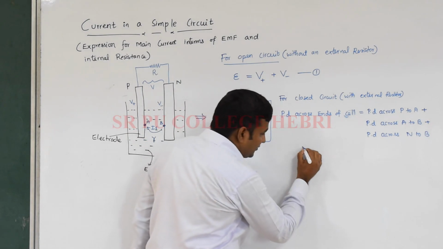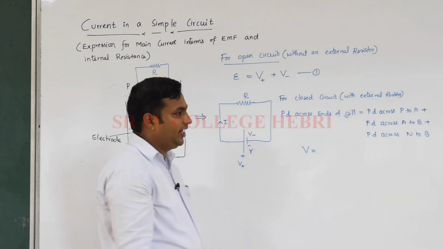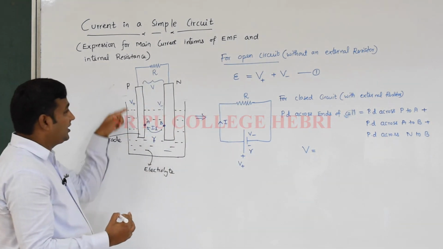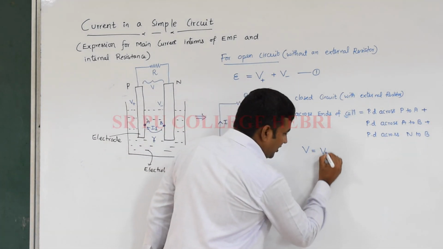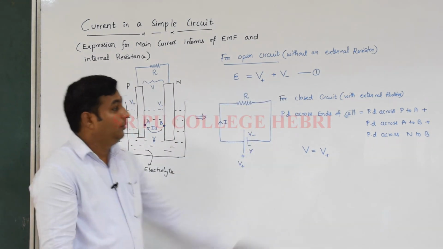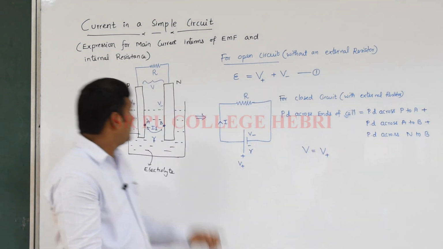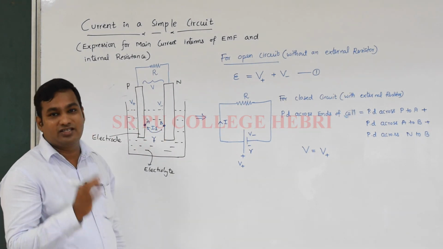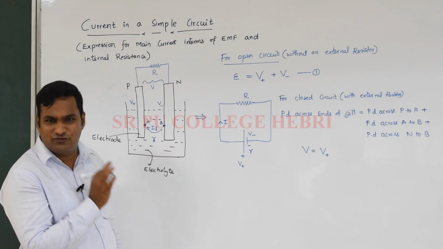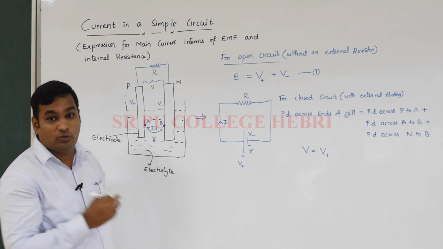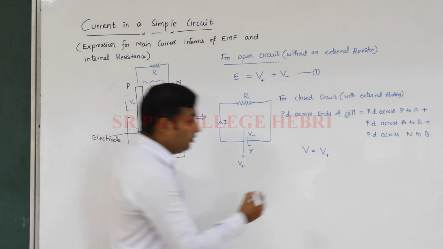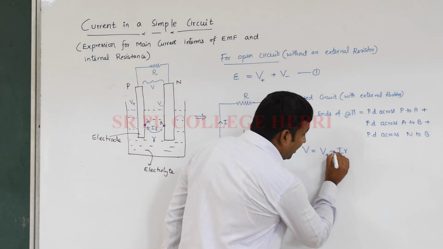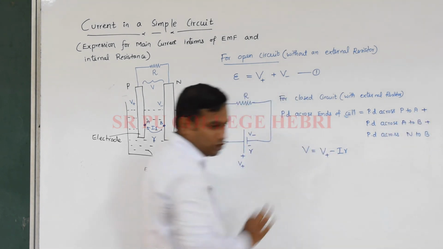That V is equal to, first you have to write the potential difference across P to A, that is V plus. Next, the potential difference across A to B, that is I into r. r is the internal resistance, it opposes the flow of charge, and the current flowing is I. Automatically you have to take I into r, but here I indicate negative. In place of plus I, I taken negative.